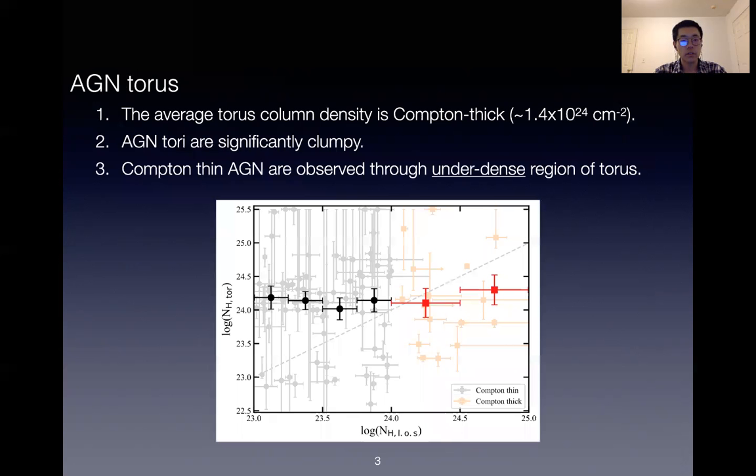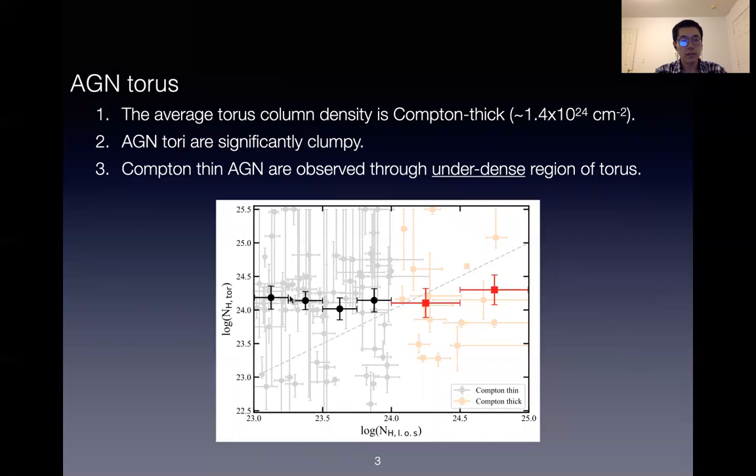So here is the result. In the figure, I plot the line-of-sight column density versus the torus column density of each source. The black points and the red points are the average values in each different line-of-sight column density bin. As you can see, we find, firstly, the average torus column density for both Compton-thin and Compton-thick AGN is Compton-thick, which is about 1.4 times 10^24 per centimeter squared.